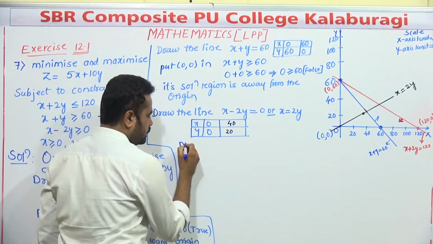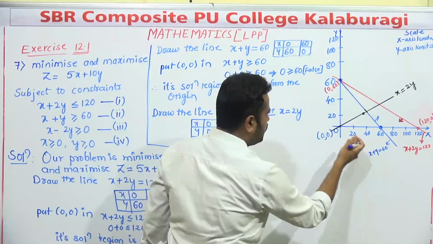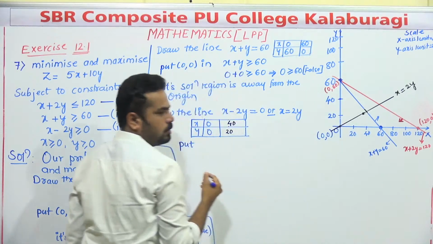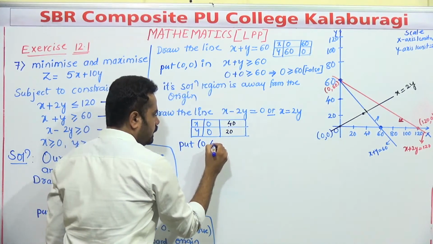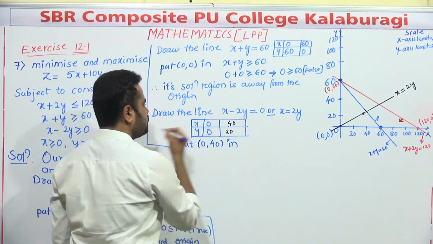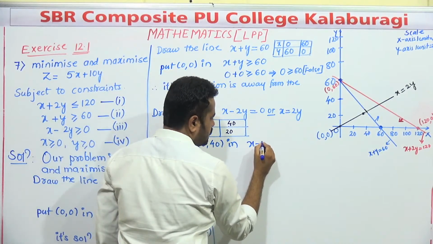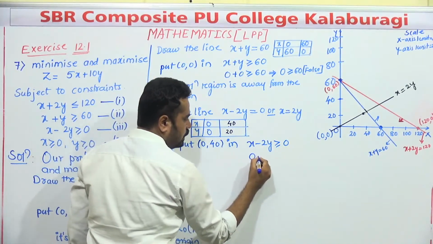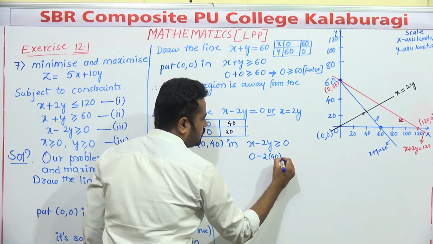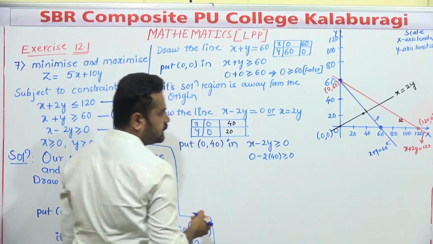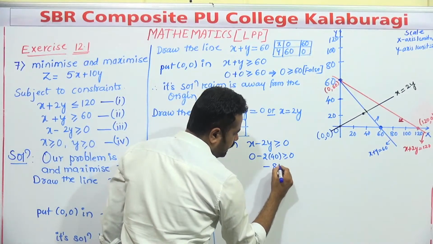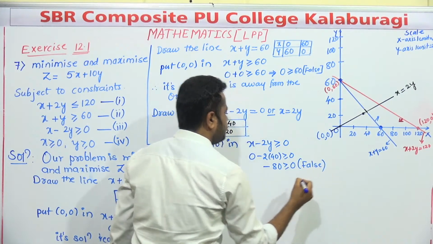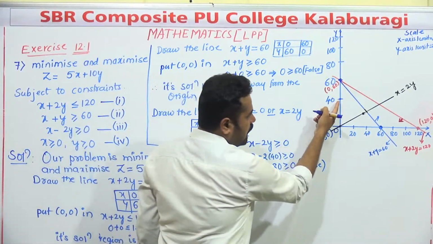Therefore, put any other point. I will take any other point. Okay, I will take this. And which point is this? 0, 40. Put 0, 40 in its corresponding inequality. What is that? x minus 2y is greater than or equal to 0. And what is the x value here? 0, minus 2 times 40. This is greater than or equal to 0. Correct? And this is minus 80, and minus 80 is greater than 0. This is false, because minus 80 is less than 0. False.